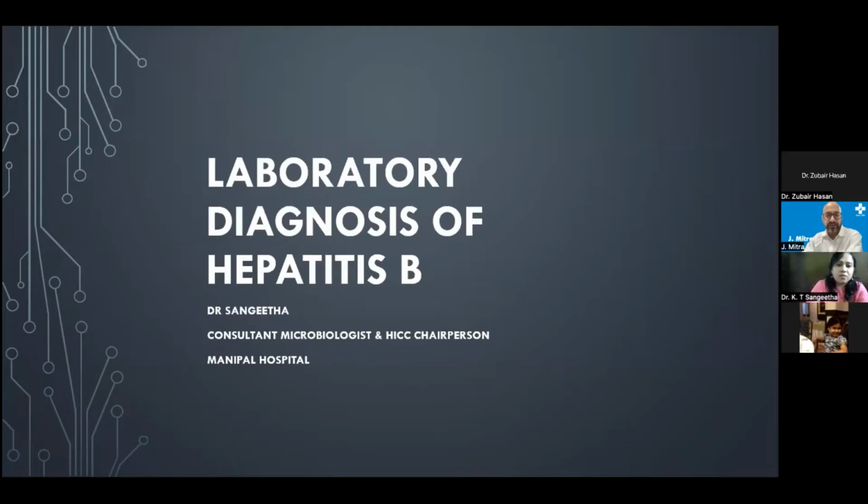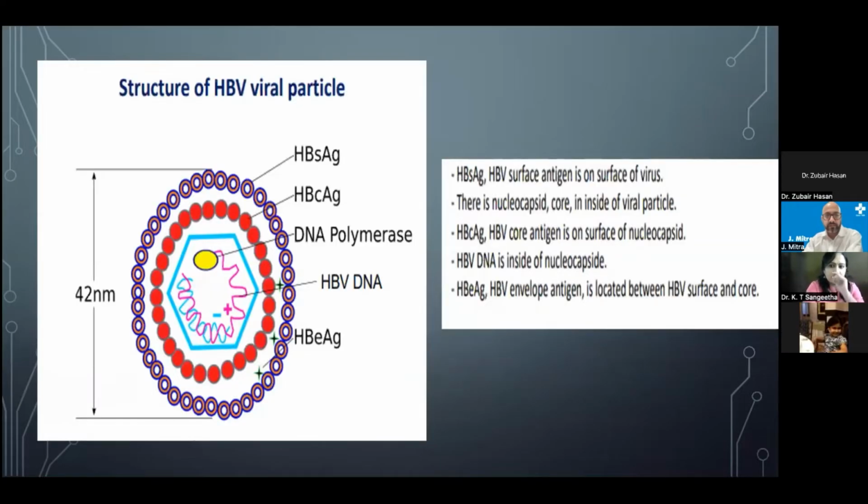Thank you, Dr. Zubair, for the extensive presentation on the epidemiology and the pathogenesis. So to go ahead, let's start with the lab diagnosis of hepatitis B. First, before that, we need to know the structure. This is a spherical, enveloped virus, around 42 nanometers. In order to know the diagnosis, we need to know what we are going to diagnose, so we need to know the structure of the virus.